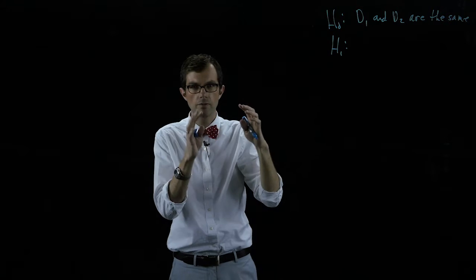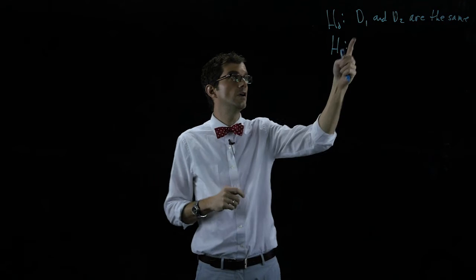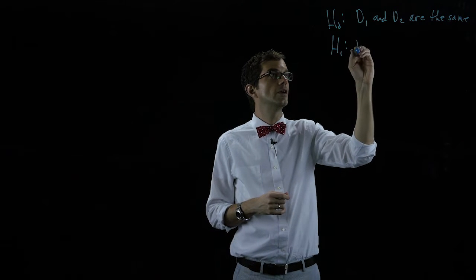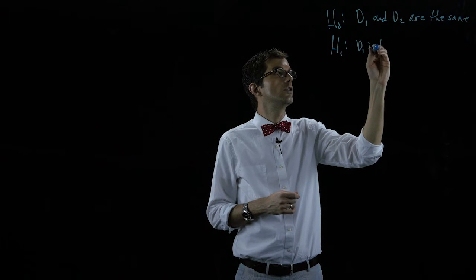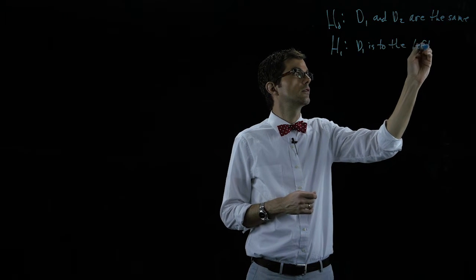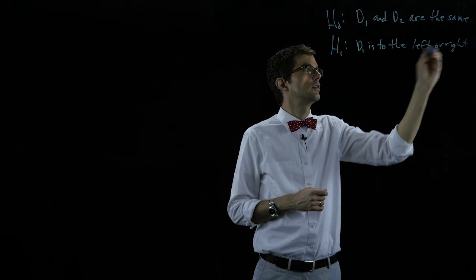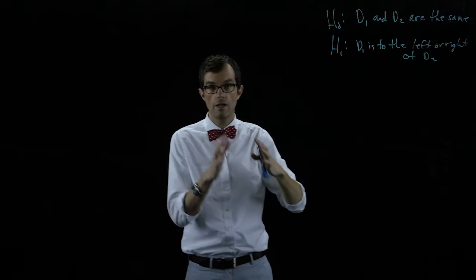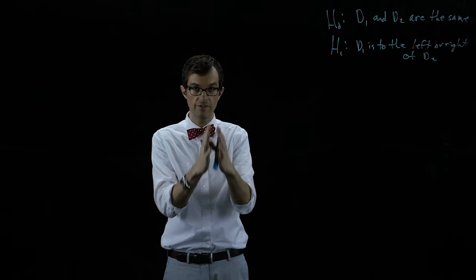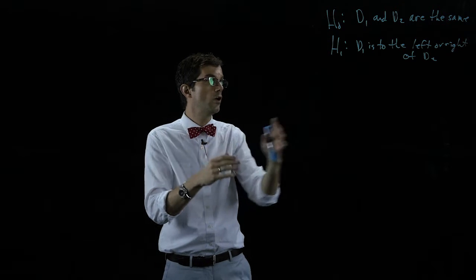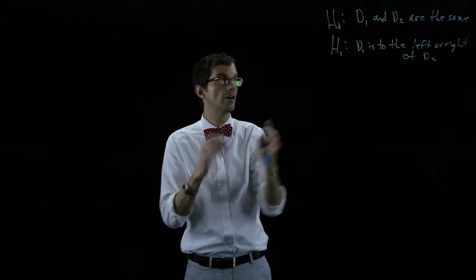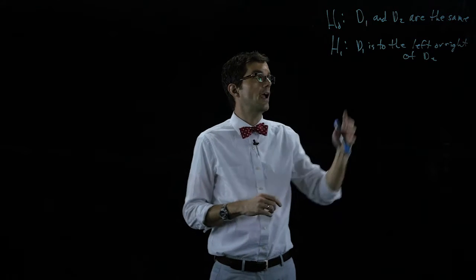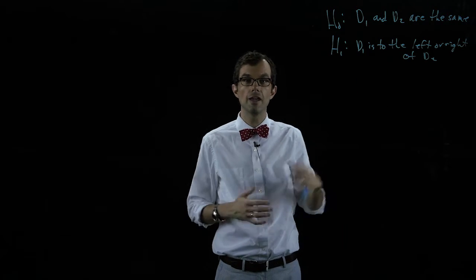Okay, the location of D1 is roughly the same as the location of D2. Otherwise, D1 is to the left or right of D2. This would be the two-tail test version. Either D1 and D2 are the same, they have the same essential central tendency, or D1 is to the left or to the right of D2. They're not the same. That's another way of saying D1 and D2 are not the same. And how could they not be the same? D1 is either to the left or to the right.